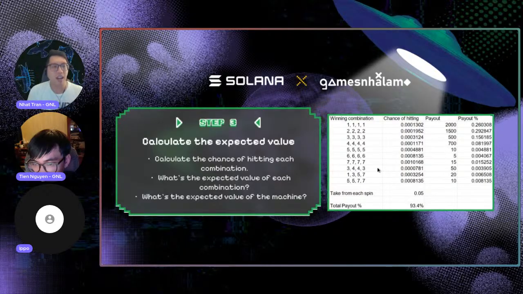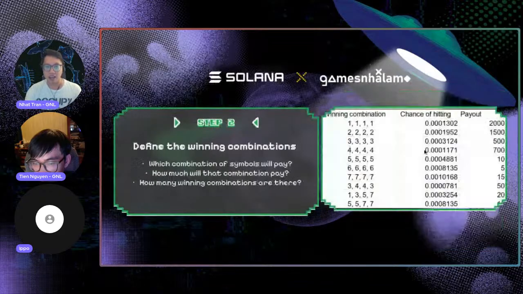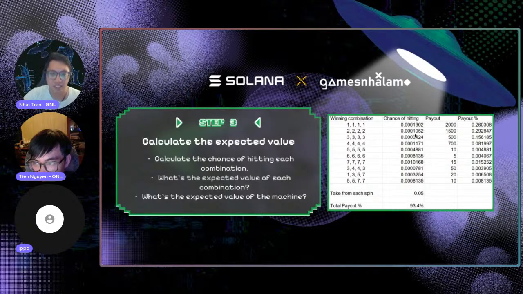And for the next part, we are going to calculate the expected value. In order to do that, we have to calculate the chance of hitting each combination. Since we have the symbols here with different frequencies, right, and we have to hit four of the same, we can calculate the chance of hitting this kind of combination, and then we can calculate the expected value of the combination. The expected value of a combination will be the payout, right? The value of this combination times the chance of hitting, and then we can take the sum of the whole payout to see the expected value of the machine.